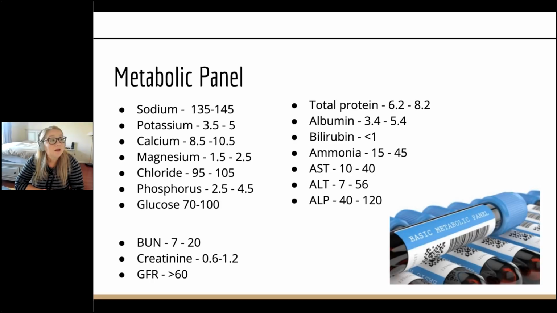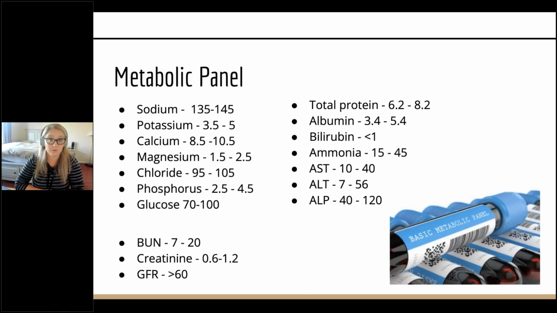All right, the next set of labs that you are going to see on a metabolic panel are your renal labs. They're going to be telling us all about the kidneys. The big three are your BUN, your creatinine, and your GFR. So what are these things? Let's talk about the BUN first. BUN stands for blood urea nitrogen. And it simply tells us how much urea nitrogen is in the blood.